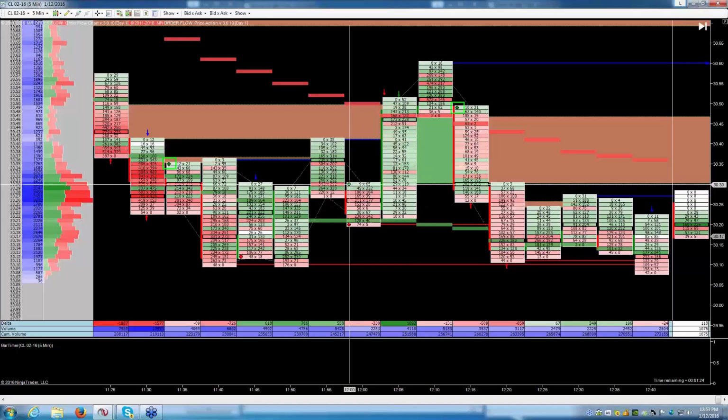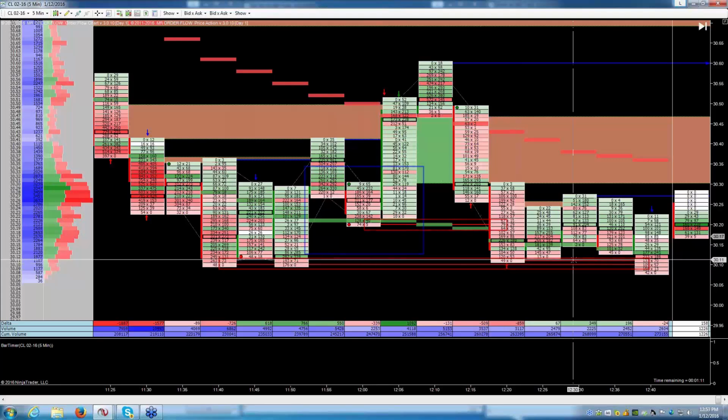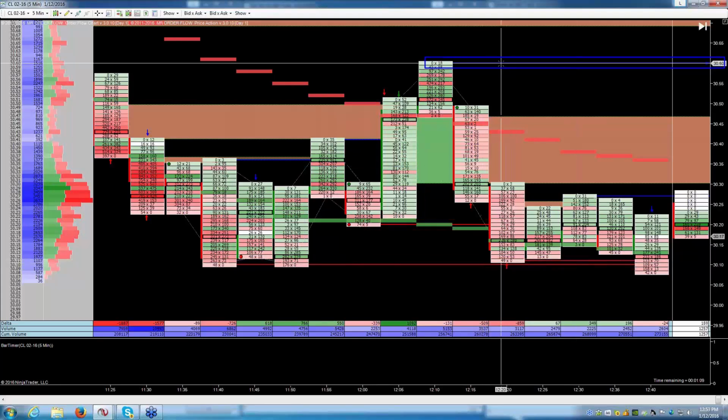This green on the top signifies an unfinished auction on the top. The red dot on the bottom signifies an unfinished auction on the bottom. These red lines on the bottom are pivots. Blue on the top is where price turned on the top.